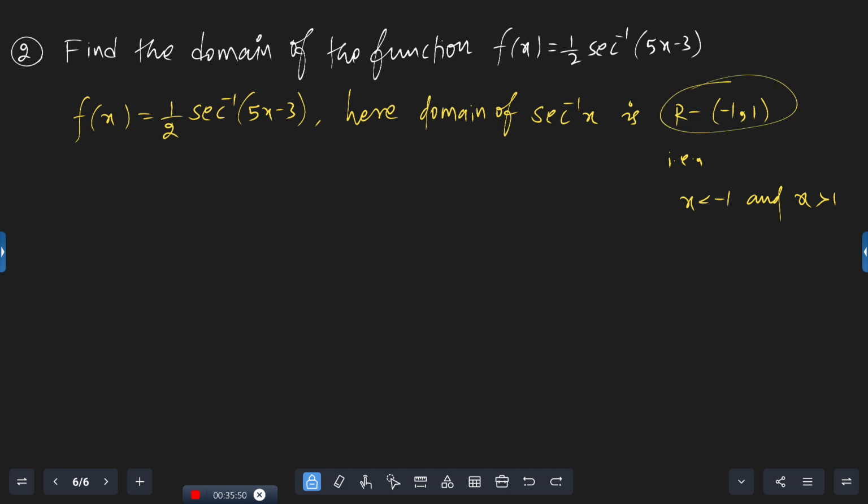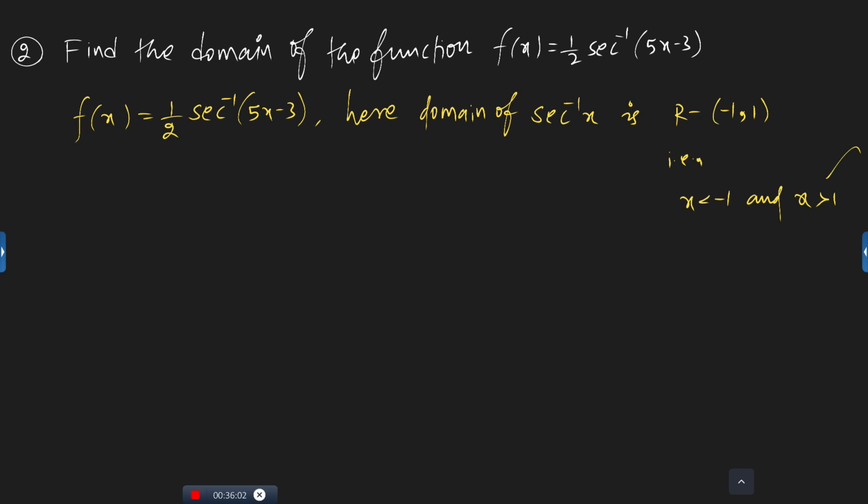Listen carefully. What is the meaning of this? Minus 1 and below. And 1 also should not come, but other things will come now. All positive numbers will come. 1 above means 1.1 onwards will be starting. Understand? So in two ways we can take this. This is for secant inverse x.